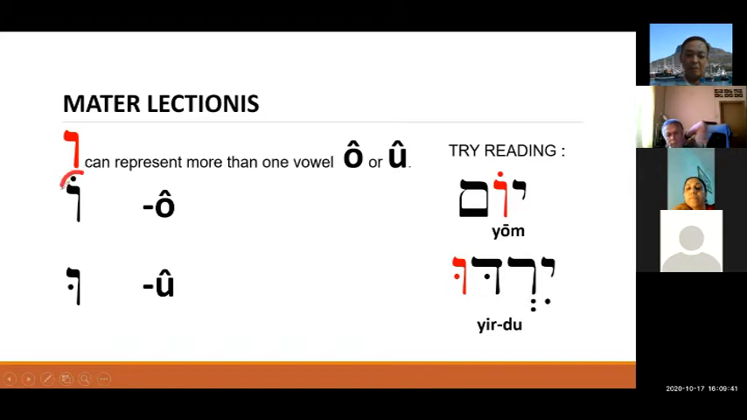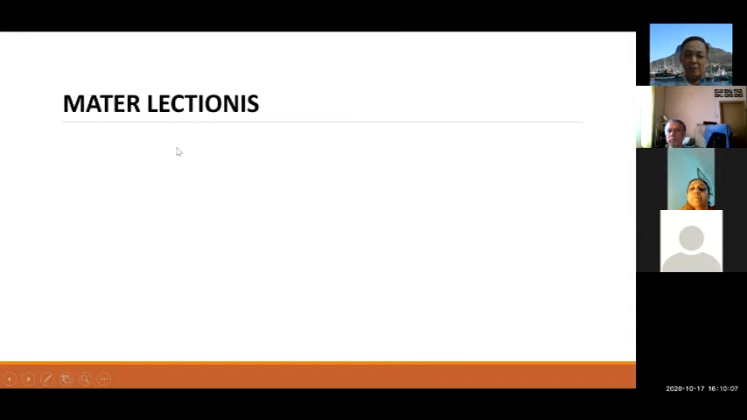So if you see a vav with a dot on top here, you know it's an O vowel, which is a long O vowel. This is what we call the mater lectionis. If you see a dot in the middle, this is the one which is a longer U vowel like this. I think for the moment, this is good enough. We don't want to confuse it with too many things at this point in time.